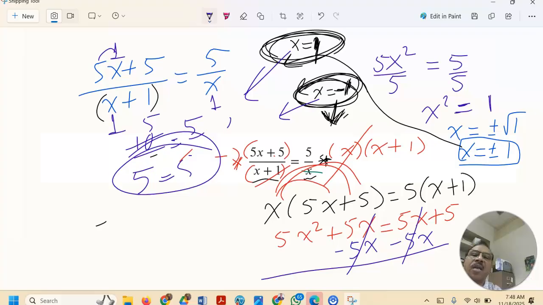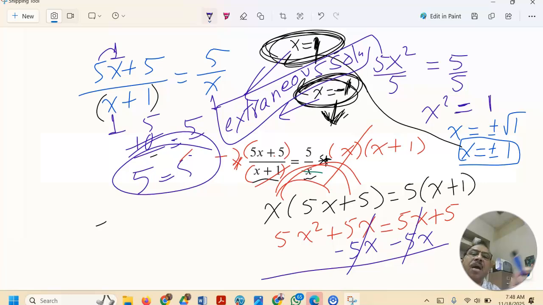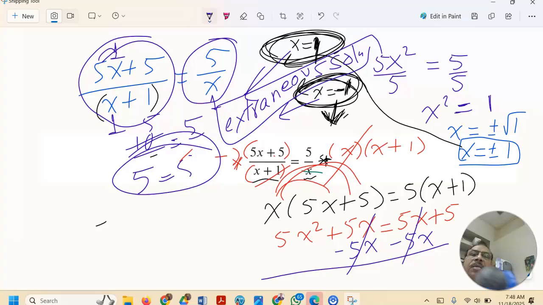This is called extraneous. There is one vocabulary word used, extraneous, E-X-T-R-A-N-E-O-U-S, extraneous solution. It means even though it looks like a solution, it is not. That vocabulary word is so important. It means the graphs cross each other. So this is one equation, and this is another equation. If you really want to see how nice it is, let me clean this whole thing.